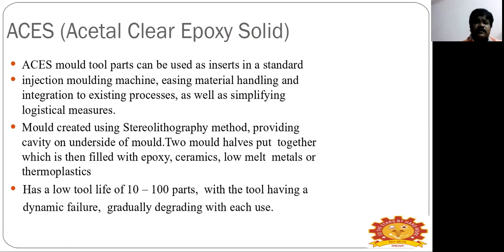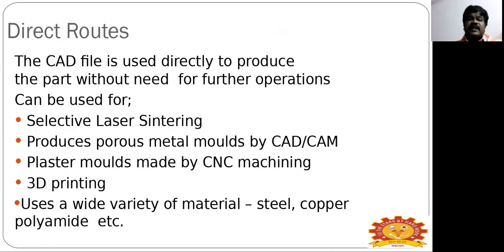The molds which we create using the stereolithography method, the cavity and underside of the mold, two mold halves we can put together. You can fill with epoxy, ceramics, low melt metals or even thermoplastics. With a tool life of say 10 to 100 parts, the tool will have a dynamic failure, gradually degrading after each use.